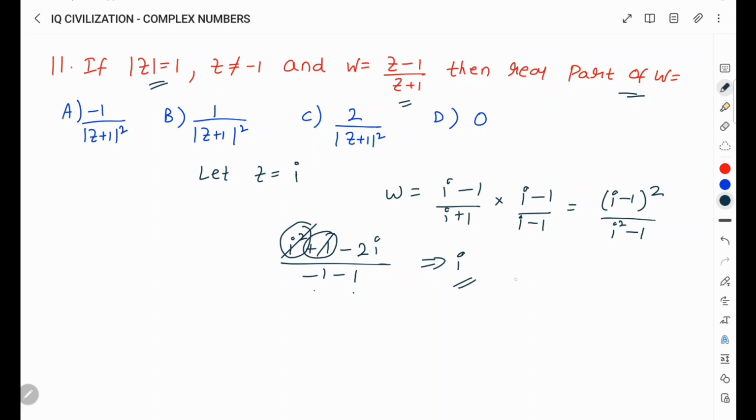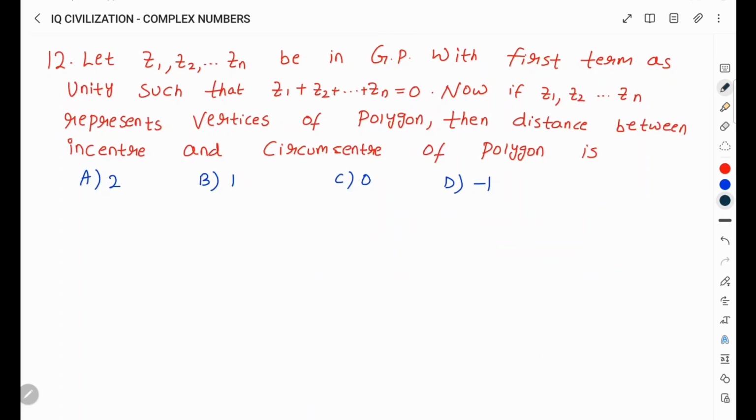So here, what is the real part? This is the imaginary part. So 0 plus i. So real part is what? 0. That is our answer. Okay. See, here is the next question. See, the question is very big and the answer is too small.